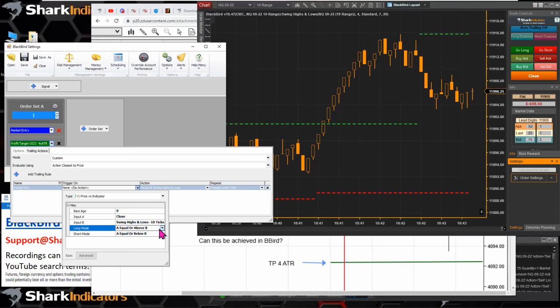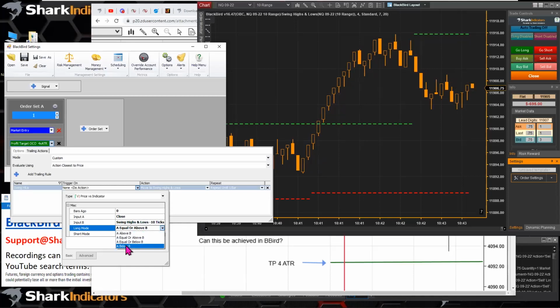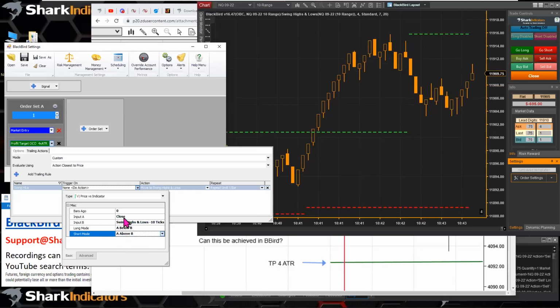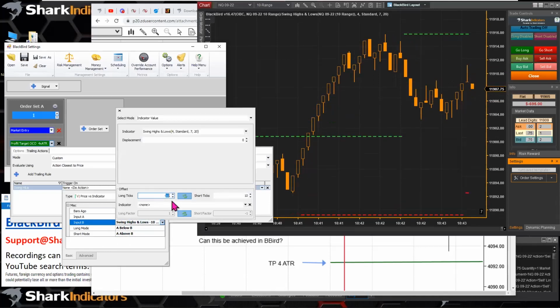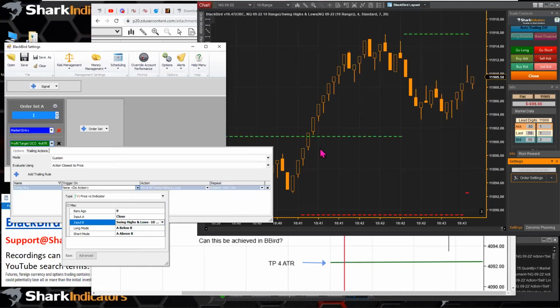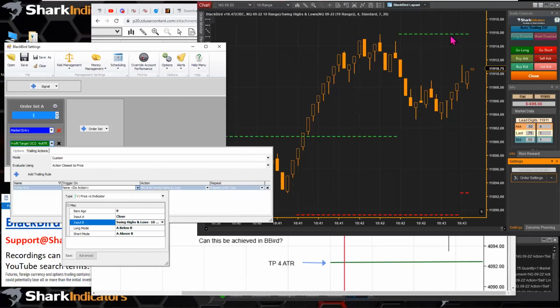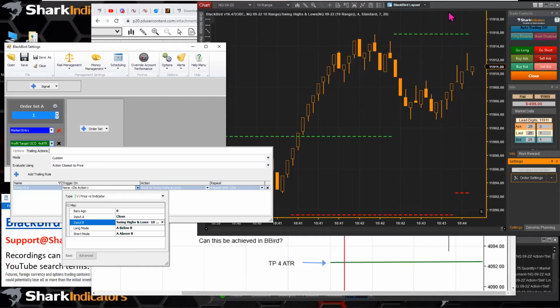So for a long trade, A needs to be below B, and for a short trade, it'd be the opposite, A above B. So the close of the bar needs to be below the swing high minus 10 ticks. As long as the closing price is 10 ticks below the swing high, then our profit target would move down to the swing high.